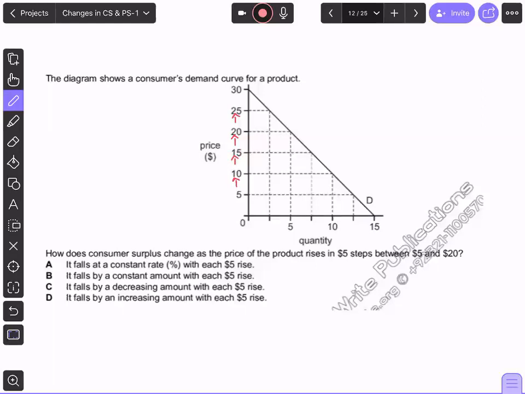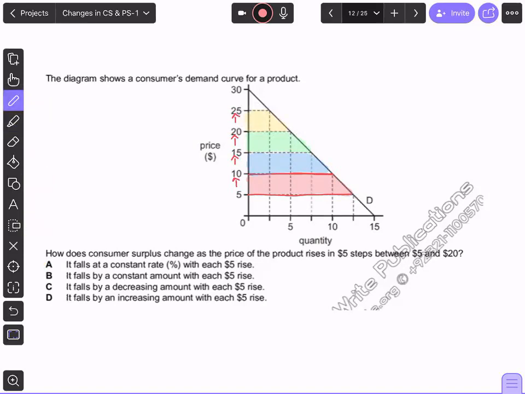Let's say when the price was $5, this was the consumer surplus. Now if the price increases to $10, अब ये हो गया, this is the loss in the consumer surplus. When the price goes to 15, now this area is the loss in the consumer surplus. And when the price goes to 20, this is the area of consumer surplus that will be lost. And when the price goes to 25, now this is the area.